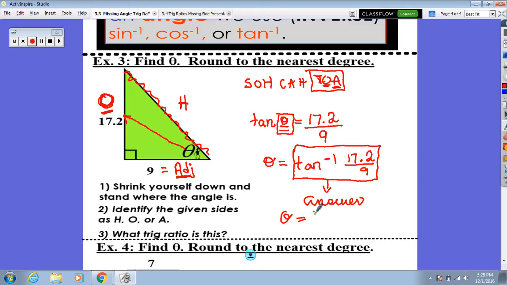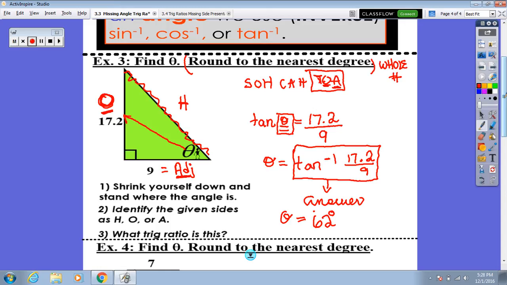Alright, rounded to the nearest degree this time. Look at our answers up here. It says round to the nearest degree. And that means that they want a whole number, no decimals. So if we round our answer to the nearest whole number, we would have 62 degrees. Okay? So that completes example number 3.